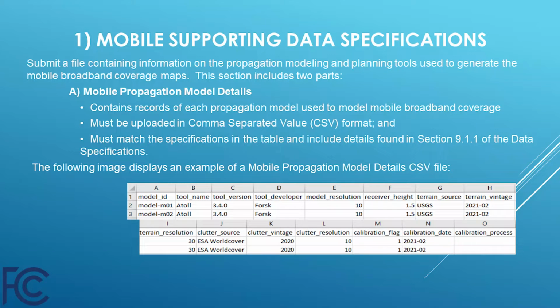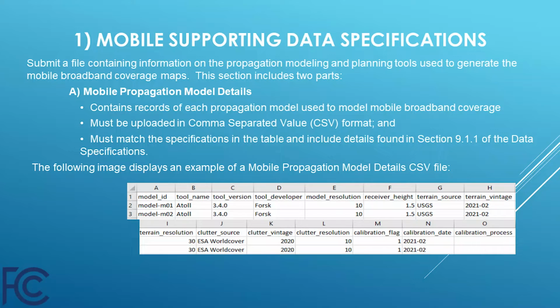A few notes on some of the fields included in the mobile propagation model details. The model ID is a unique identifier assigned by the filer for the propagation model used to generate the coverage data. The model resolution is the resolution of the model used to generate the coverage data in meters. The value may be approximate for models measured in arc seconds, but the value must be greater than 0 and less than or equal to 100.